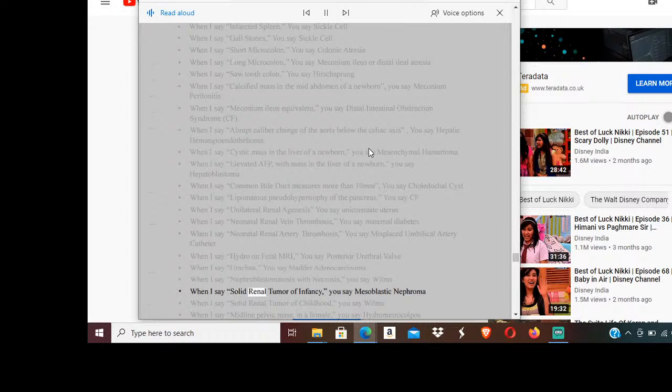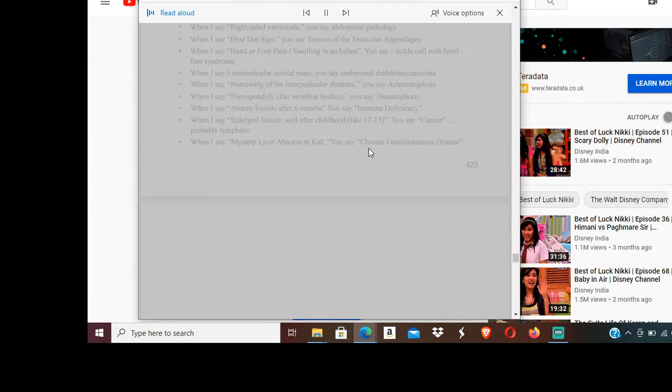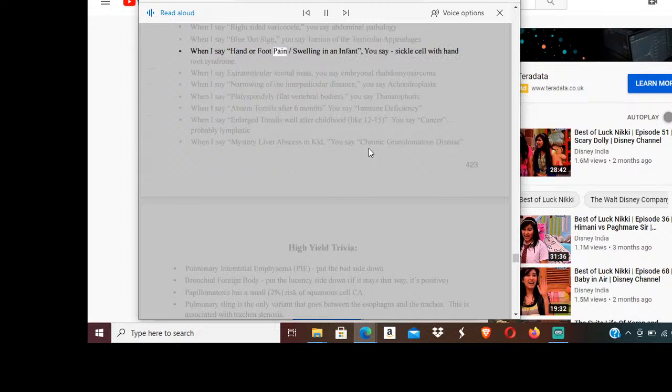When I say solid renal tumor of infancy, you say mesoblastic nephroma. When I say solid renal tumor of childhood, you say Wilms. When I say midline pelvic mass in a female, you say hydrometrocolpos. When I say right-sided varicocele, you say abdominal pathology. When I say blue dot sign, you say torsion of the testicular appendages. When I say hand or foot pain or swelling in an infant, you say sickle cell with hand-foot syndrome. When I say extratesticular scrotal mass, you say embryonal rhabdomyosarcoma.